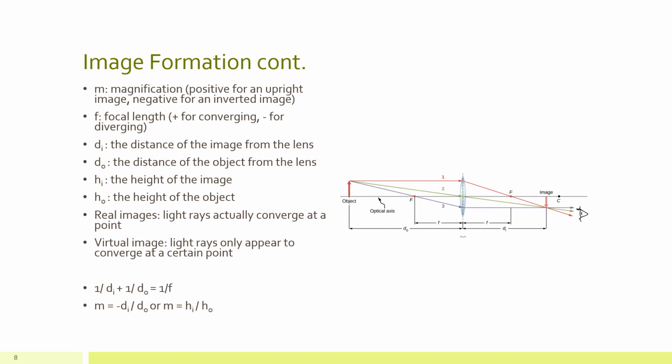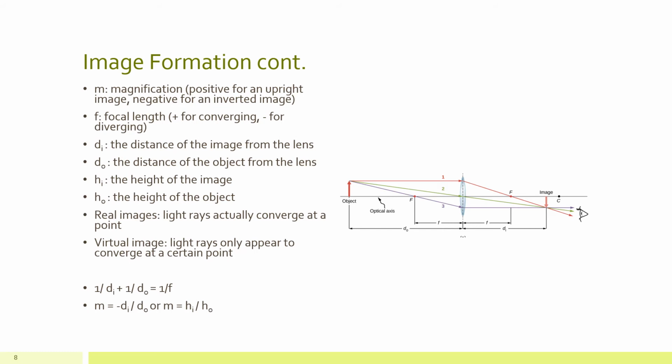Now that we've gone over some of the concepts behind image formation, let's go over some of the specific values and mathematical equations for image formation. And to do that, we're going to need to go over some terminology. Starting with F, we've already gone over F, which is the focal length. I just wanted to note that F is positive for converging lenses and negative for diverging lenses.